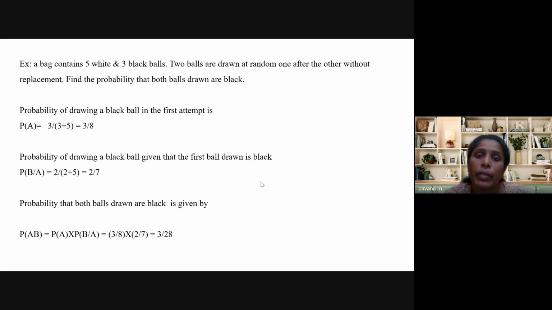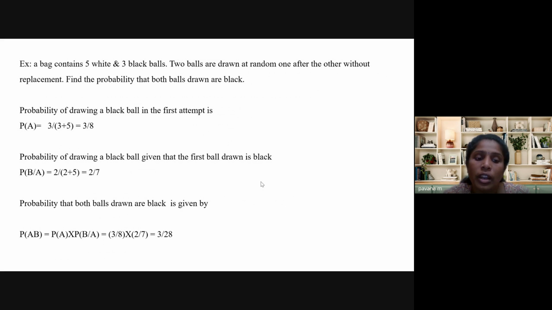So P of B by A is equal to, okay, now black balls are only 2, because already in the first attempt one is a black ball. Now from the 3 balls, only 2 balls are there in black color, right? So 2 by, in total, 5 white balls are there and 2 black balls are there. So 5 plus 2, 7. So 2 by 7. So in the second attempt you will get 2 by 7.